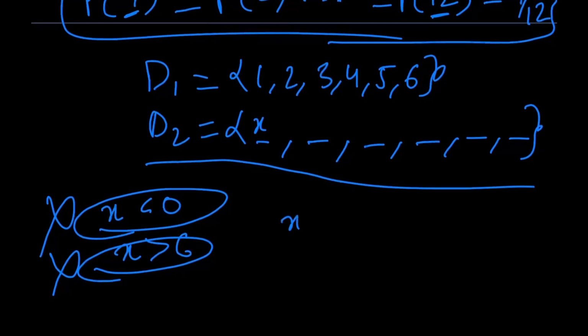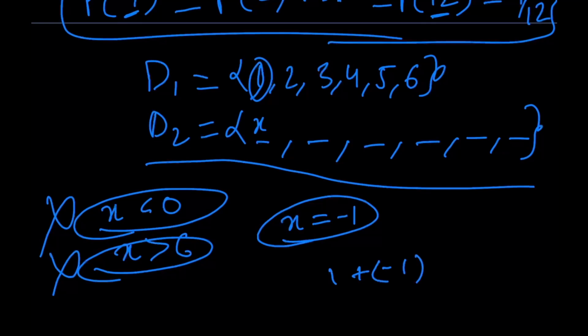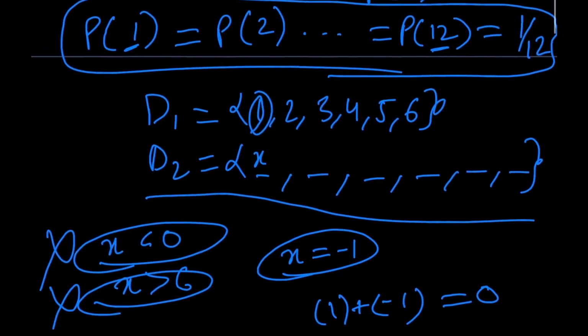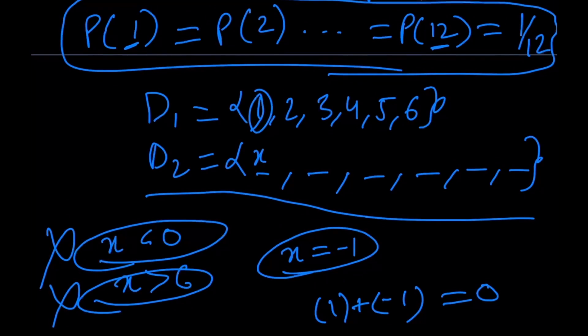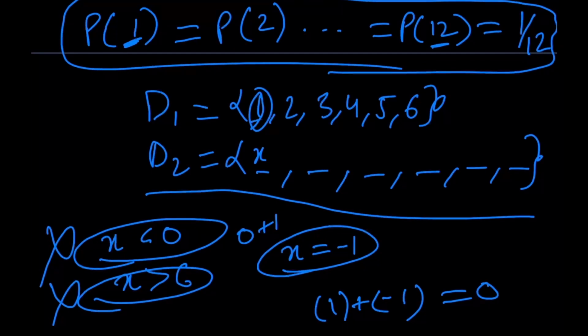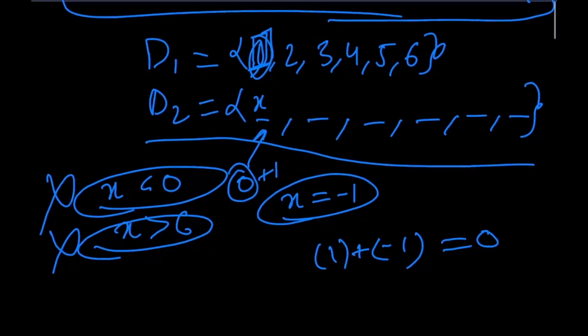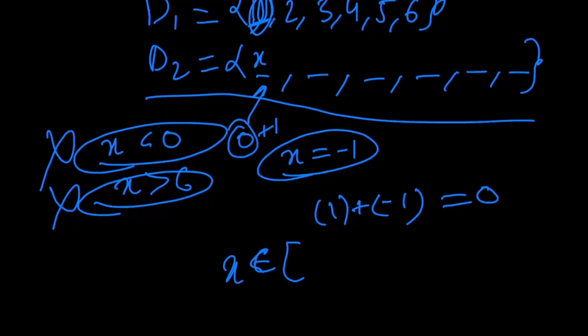Because if, let's say, x were minus 1 or less than that, then when it's combined with 1 over here, that would give us a sum of 1 plus minus 1 equals 0. And we know that every sum of the dice should be at least 1. And where the 1 is from over here, since it's the minimum case of D1, that means that the 0 should be the minimum over here. So x has to belong to 0.